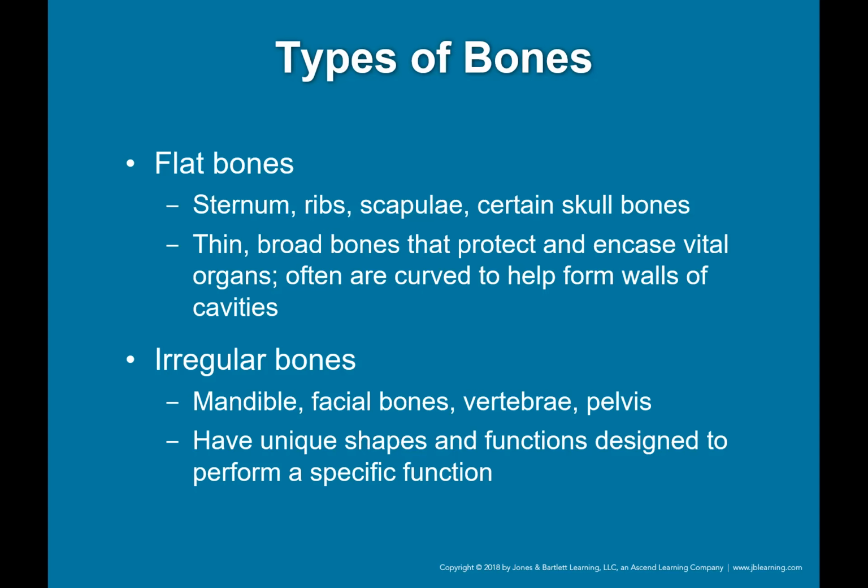But again, most of these irregular bones are protecting something. So facial bones are generally protecting underneath our sinus cavities. Vertebrae are protecting our spinal cord. Pelvis is protecting blood vessels that are running along our legs.